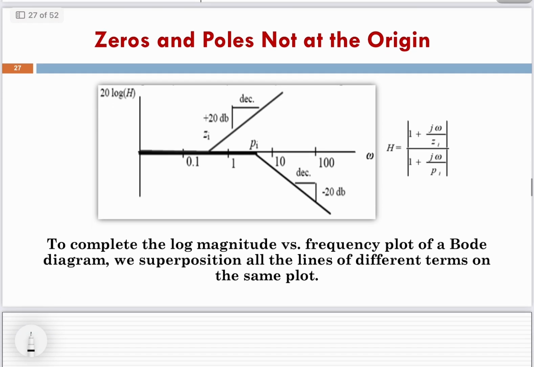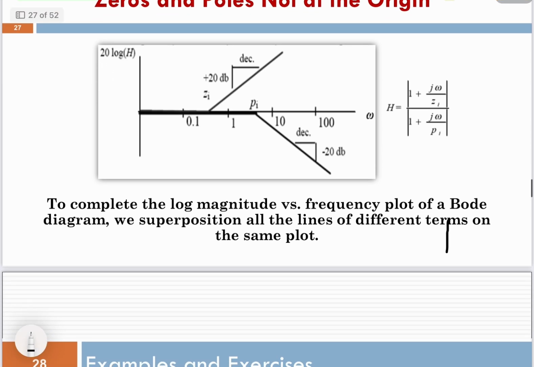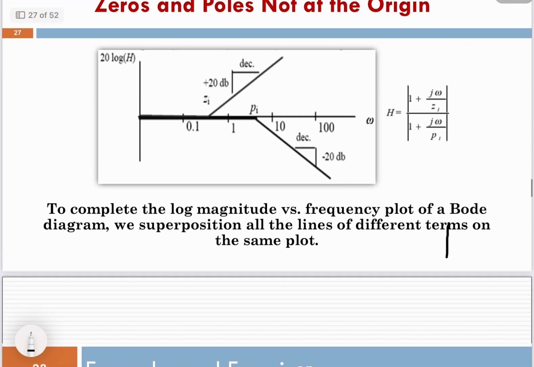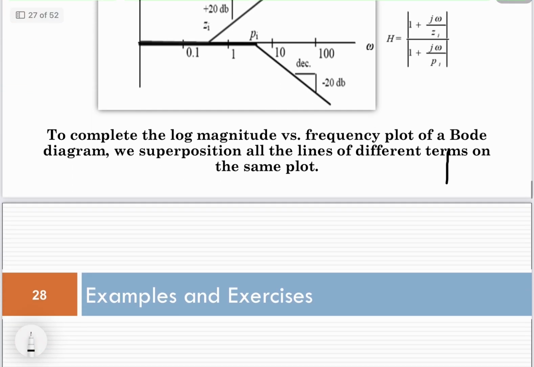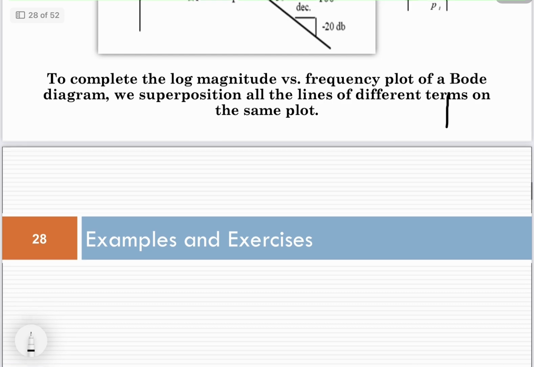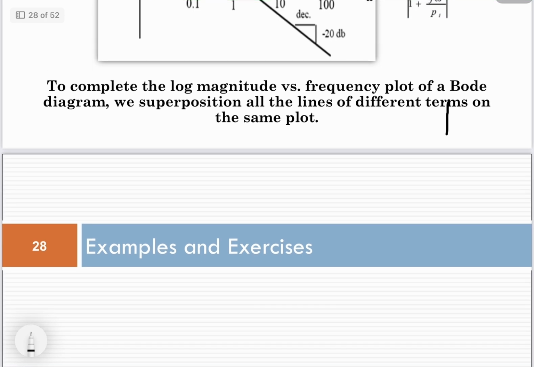Okay, so now what happen if you have the multiple? If you have the multiple, what happen? Okay, after this I will show you the example. Okay, in the part number 3.